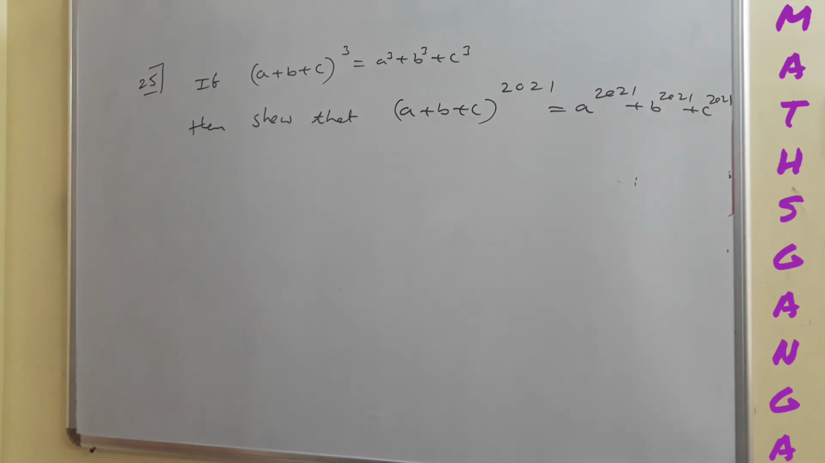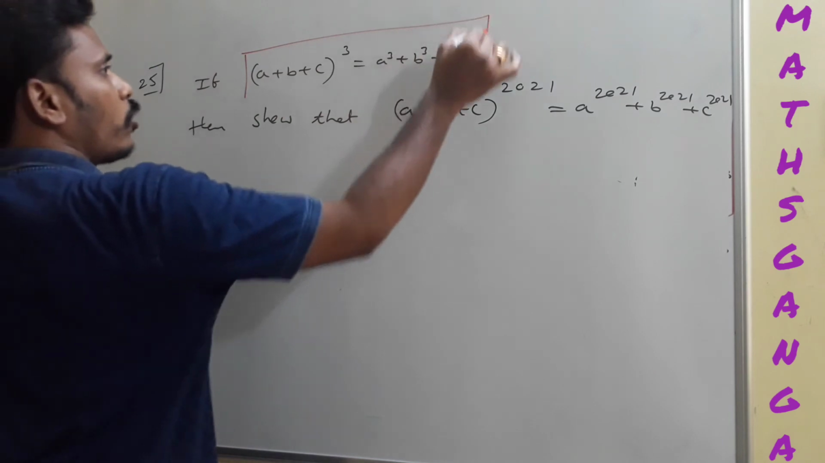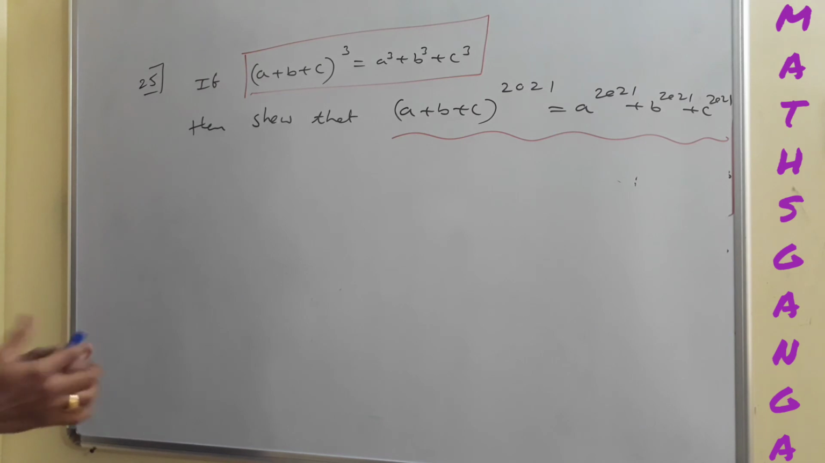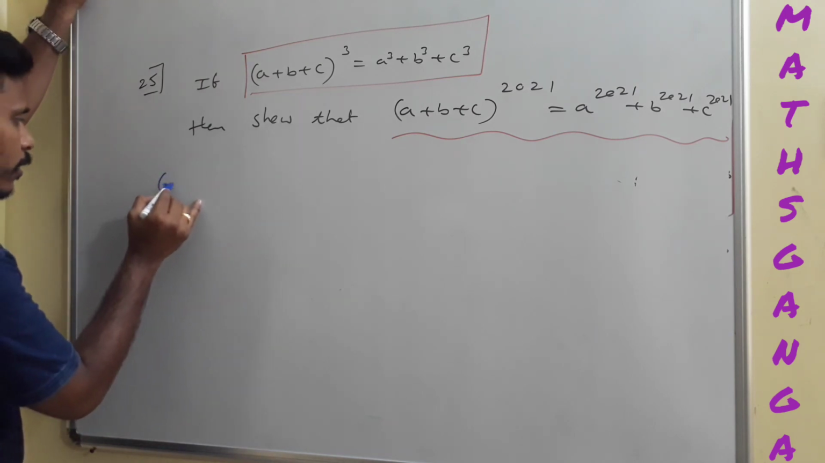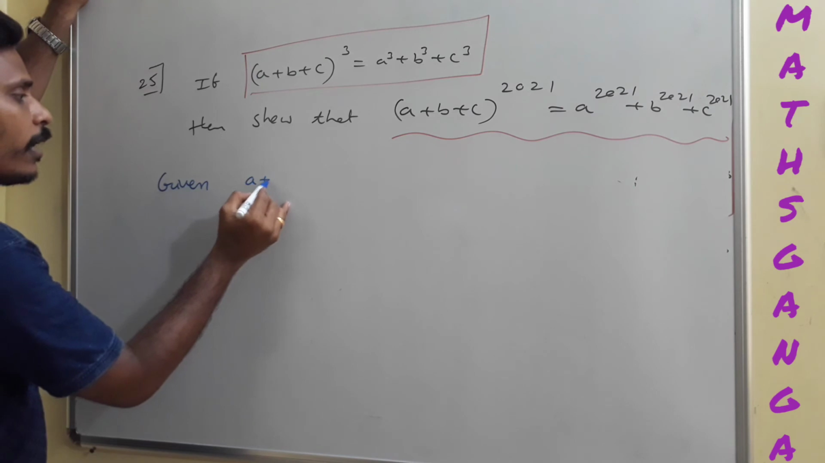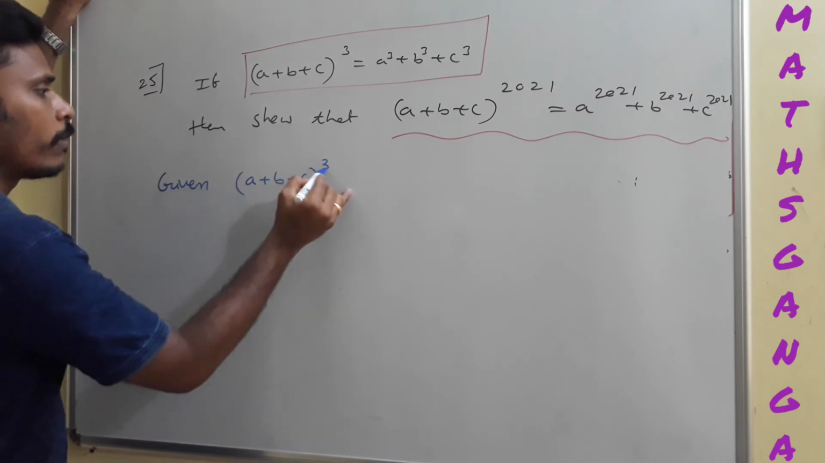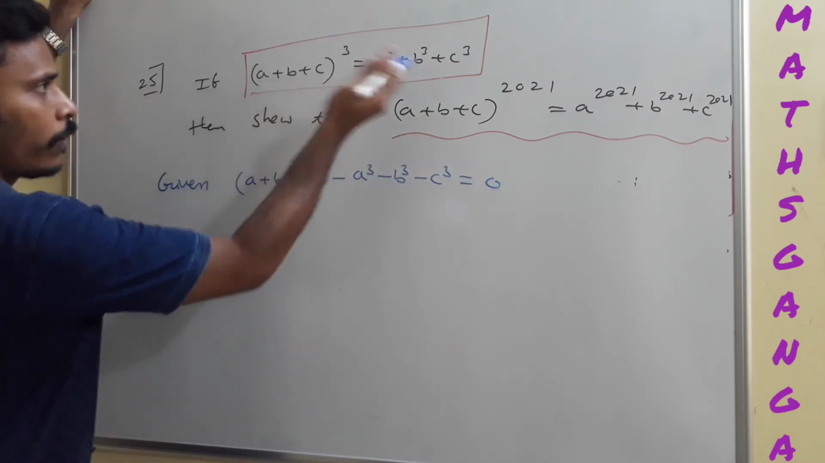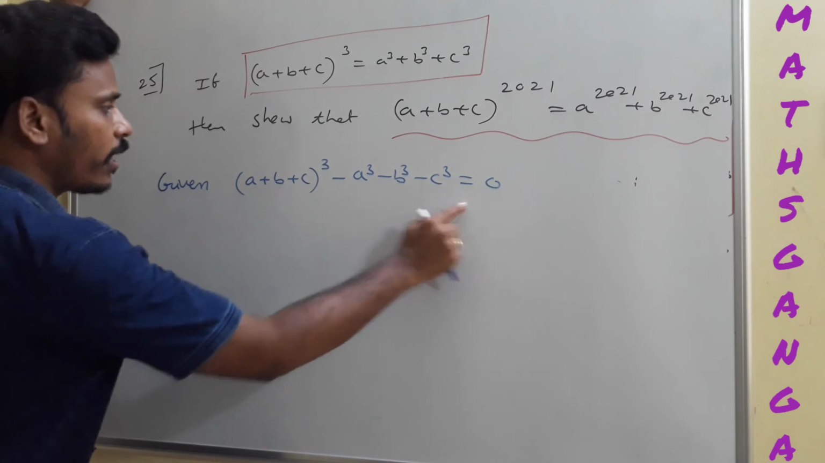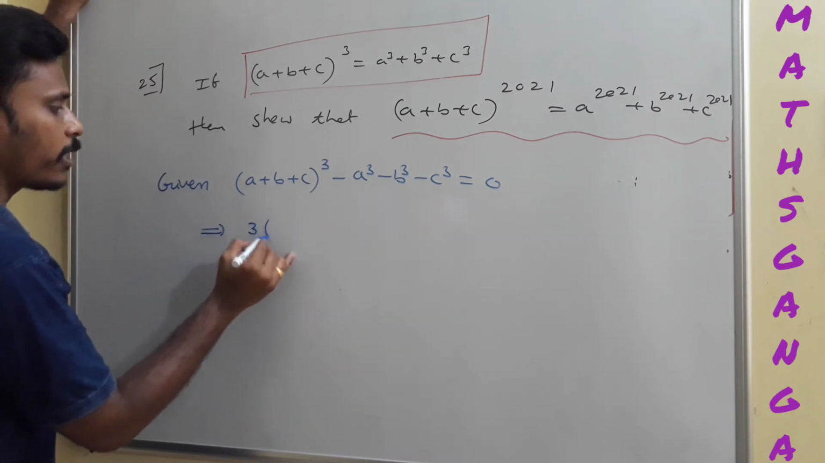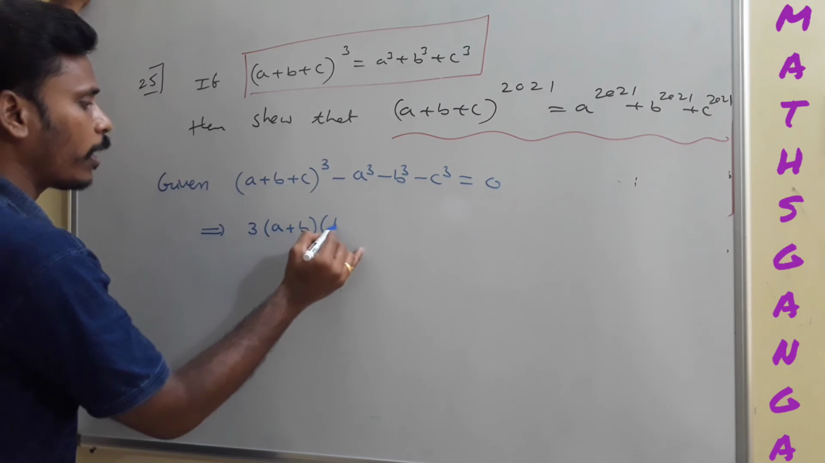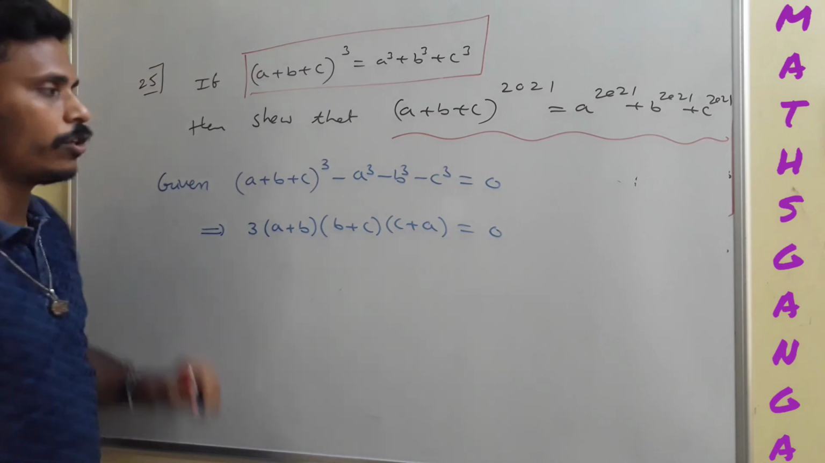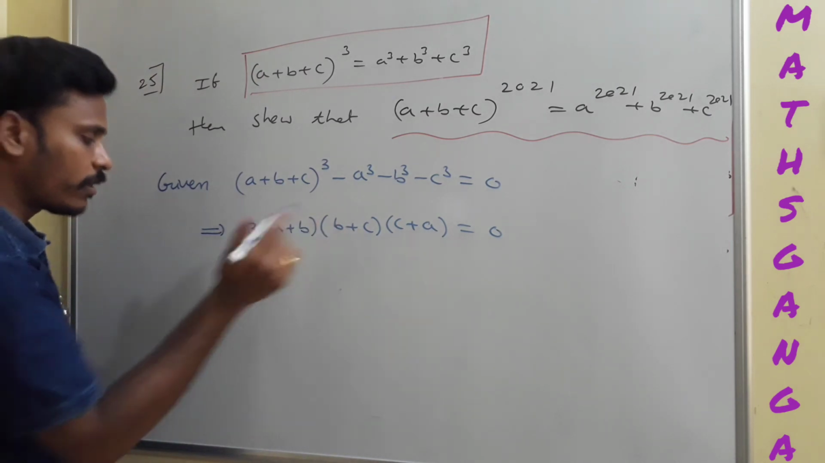(a plus b plus c) whole cube is given as a cube plus b cube plus c cube, and they are asking us to prove this one. Okay, for that, from the given expression it is very clear that (a plus b plus c) whole cube minus a cube minus b cube minus c cube is equal to 0. And this (a plus b plus c) whole cube minus a cube minus b cube minus c cube, as per the formula, 3 times (a plus b) into (b plus c) into (c plus a) is equal to 0. So send that 3 to that side.